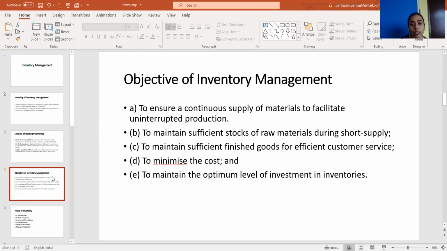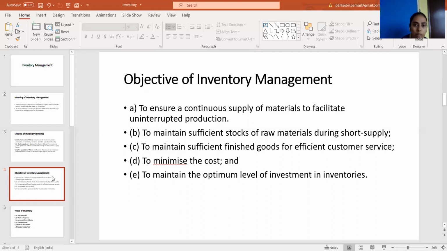The second objective is to maintain sufficient stock of raw material during short supply. If there is a short supply in the market for your raw material, you can hold a buffer stock of raw material, so that you cannot run out of inventories and your production process will not be hampered. The third is to maintain sufficient finished goods for efficient customer service. See, the demand for any commodity may fluctuate.